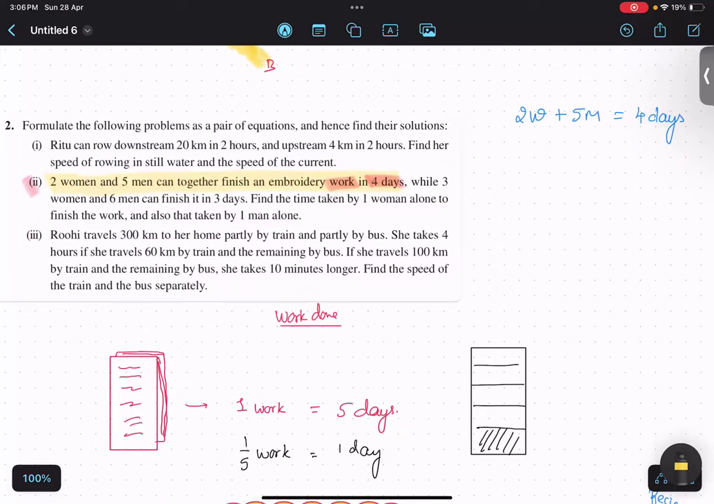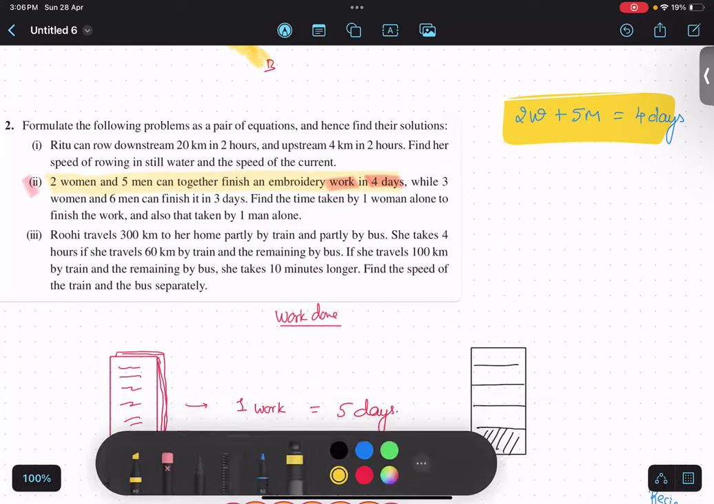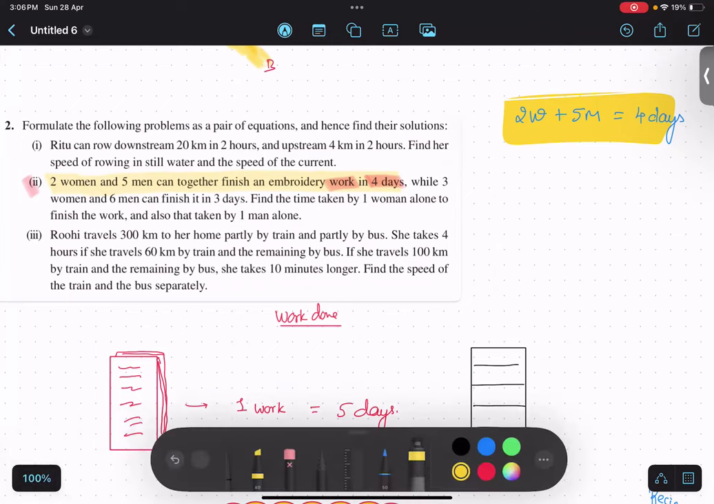Good. Now, coming back to the main question: two women and five men can do the work in 4 days. At the end, what do we need to find? We need to find the time taken by one woman alone to finish the work and the time taken by one man to do the work alone. So I'm going to take some assumptions.